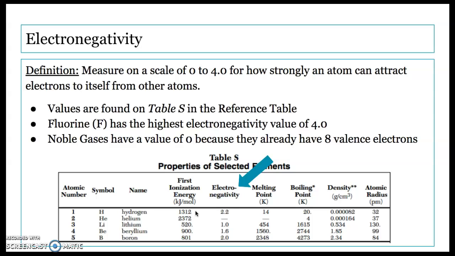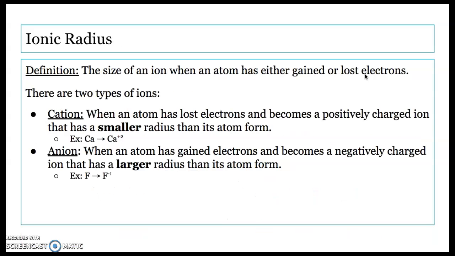Electronegativity is a measure on a scale of 0 to 4 for how strongly an atom can attract electrons to itself from other atoms. These values are also on table S in the reference table. Fluorine has the highest electronegativity value of 4.0, and we will notice that the noble gases, for instance helium here, have no value because they already have 8 valence electrons, so why would they need to attract any electrons to themselves? So they're going to have no value or a value of 0 for that, okay?